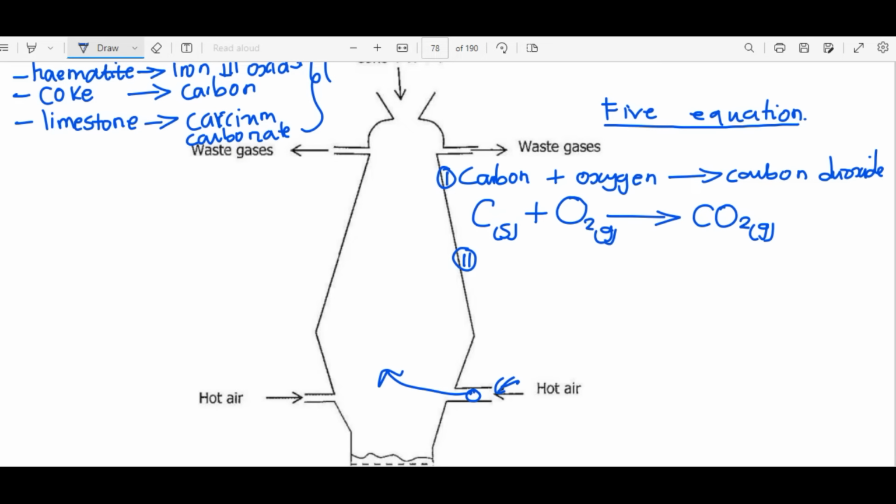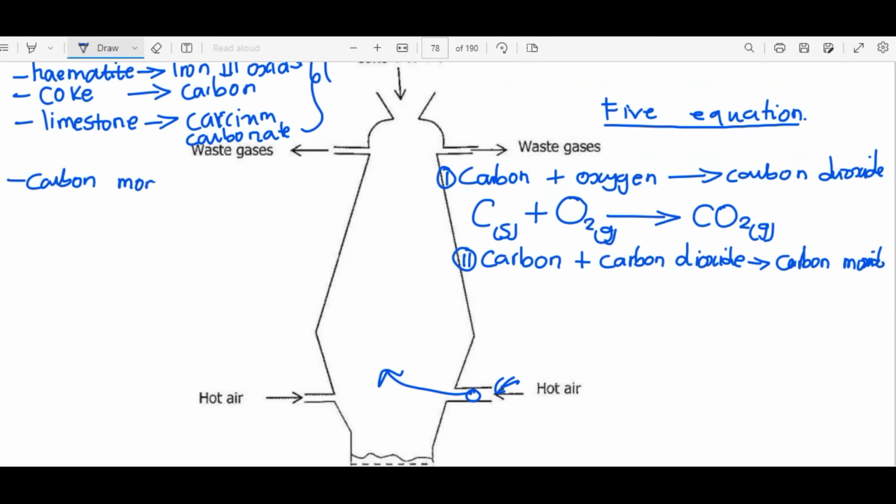So let's now look at this one. So we'll say carbon plus carbon dioxide is equal to carbon monoxide. So the importance of stage 2, or the reaction for stage 2, is we just want to produce the carbon monoxide. And what is this carbon monoxide? Remember, carbon monoxide is the reducing agent during the extraction of iron. So this is just the reducing agent.